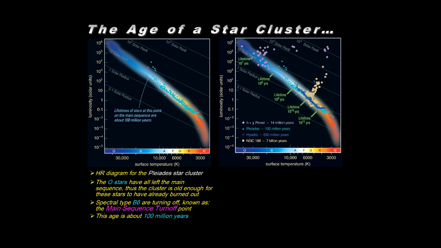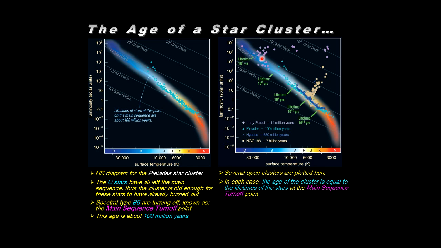So this can be done with many clusters. Here's showing essentially the same thing with a variety of clusters. Several open clusters, not showing all the stars. The red dwarfs are not providing any additional information for us. But in each case, the age of the cluster is equal to the lifetimes of the stars that are turning off, that are at the main sequence turnoff point. So here's the listing of those various ages.